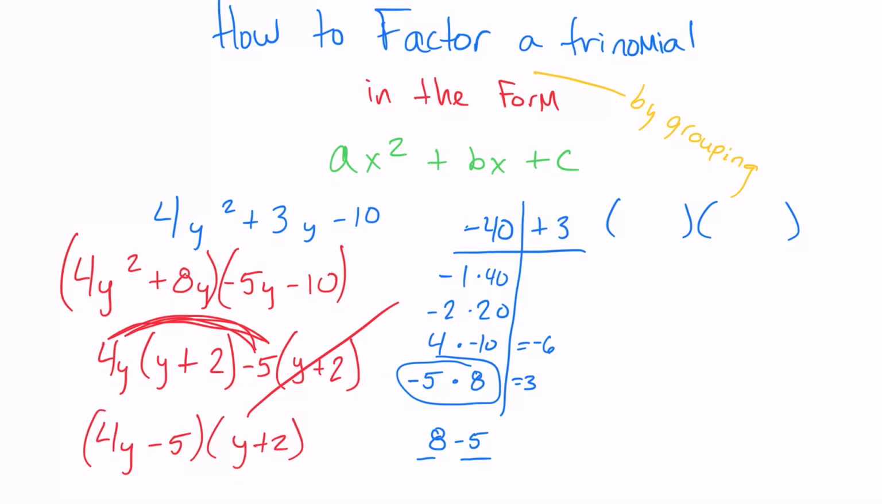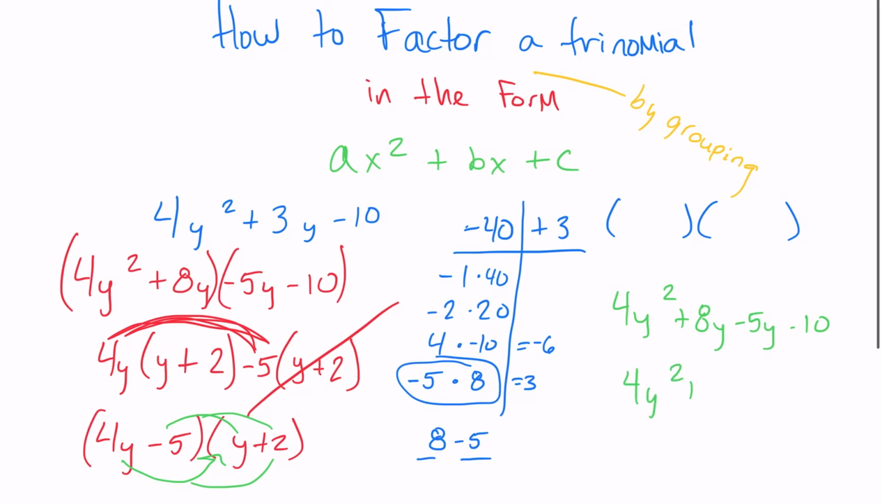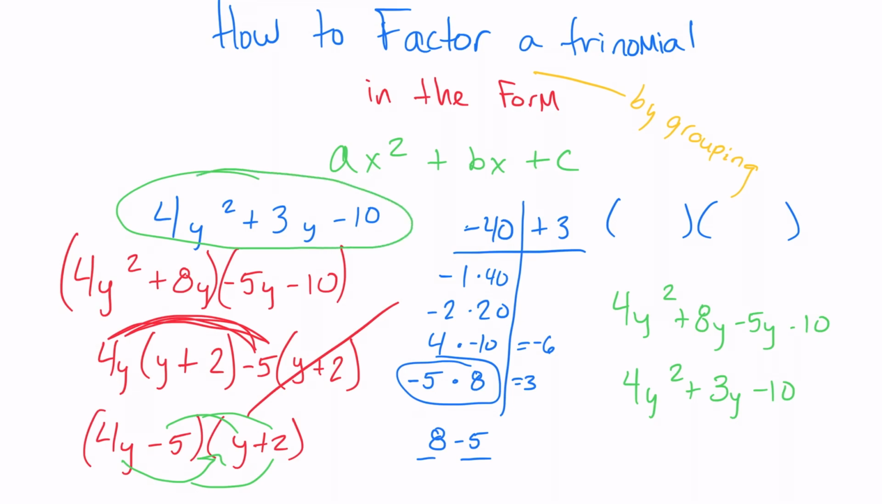And check that by distributing the values back. 4y times y gives me 4y squared. 4y times 2 gives me 8y. Negative 5 times y gives me negative 5y. And negative 5 times 2 gives me negative 10. Combine our like terms, and we have 4y squared plus 3y minus 10. And that is how we factor a trinomial by grouping.